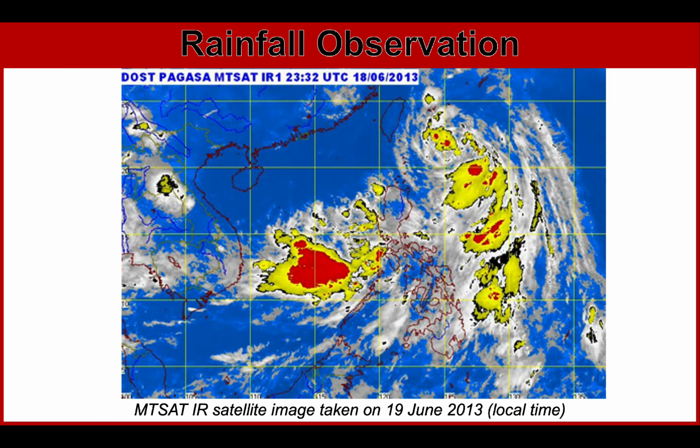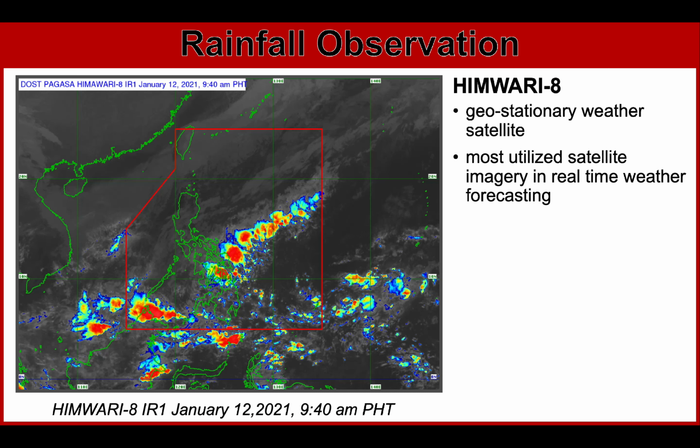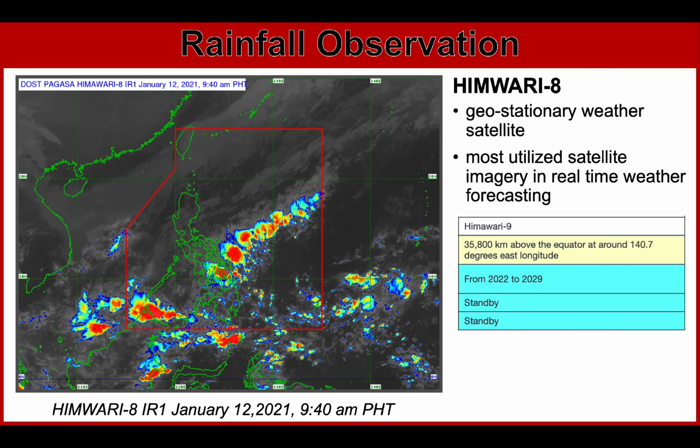Okay? Actually, this is the old one. Last 2015, Pag-asa changed it to what we call the Himawari 8. So the Himawari 8 is a geostationary weather satellite, successor to Japan's MTSAT series. Okay? It was installed at Pag-asa last December 2015. It is the most utilized satellite imagery in real-time weather forecasting, tropical cyclone analysis, and for research purposes, as it generates images every 10 minutes. Soon, we will have the Himawari 9 from 2022 to 2029.